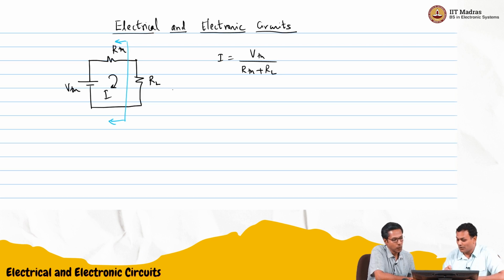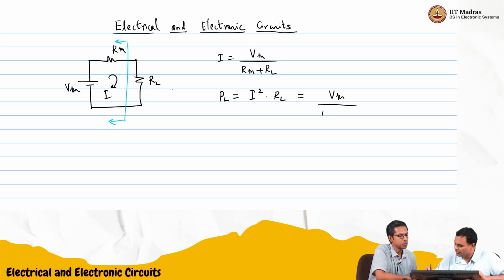And we want the power delivered to RL, which I'll call PL. That is just I squared times RL. So it is VTH by RTH plus RL, the whole square, times RL.